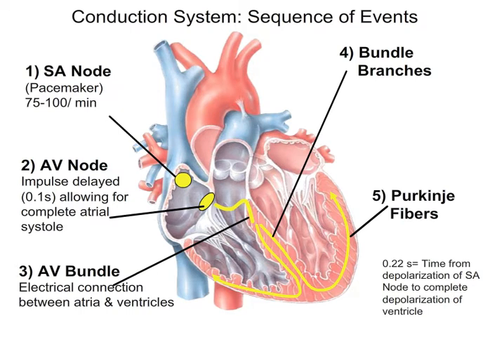The impulses will then proceed from the left and right bundle branches to the Purkinje fibers, which transmit the impulses to the heart apex and to the superficial walls of the ventricles. Here it will stimulate the cells of the ventricles to begin contraction, and this contraction will begin at the heart's apex and move superiorly. The total time between initiation of an impulse by the SA node and depolarization of the rest of the heart is approximately 0.22 seconds or 220 milliseconds.